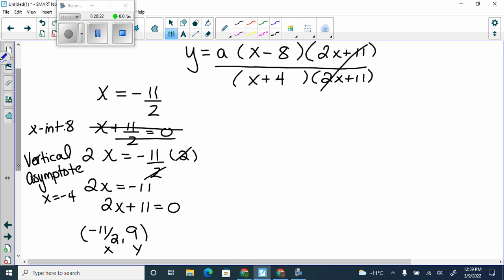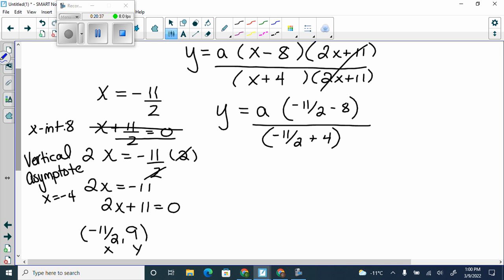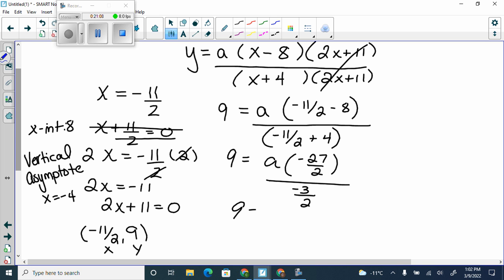And I'm going to plug in, not so nice, negative 11 over 2. That's okay. So I'm going to get y equals a times negative 11 over 2 minus 8 over negative 11 over 2 plus 4. And my y was a 9. I want you guys to try and solve it out. Use your calculators, use your brains. See if you can get it. So we're going to get 9 equals a, and then negative 16 over 2 minus 11 over 2 is negative 27 over 2. And then this is going to be 8 over 2 minus 11 over 2, negative 3 over 2. Oh, it's going to end up being 1 again. Negative 27 over 2 divided by negative 3 over 2 is negative 27 over 2 times 2 over 3. So the 2's are going to cancel and you get a 9.